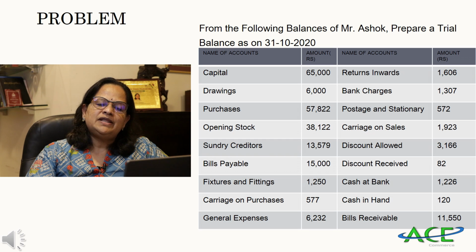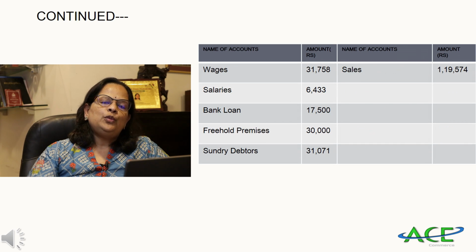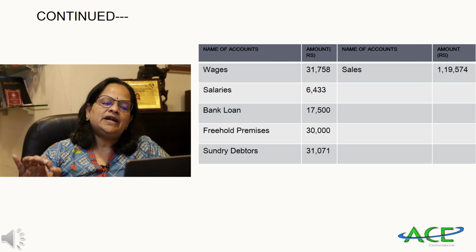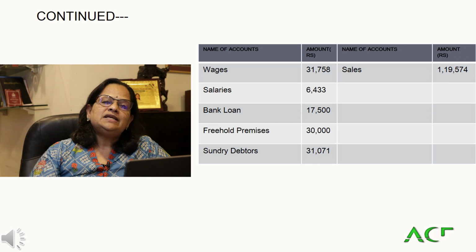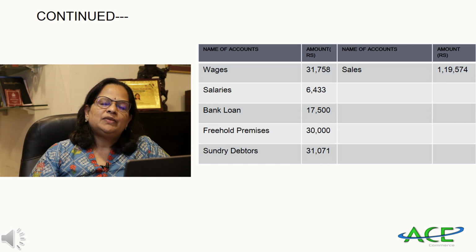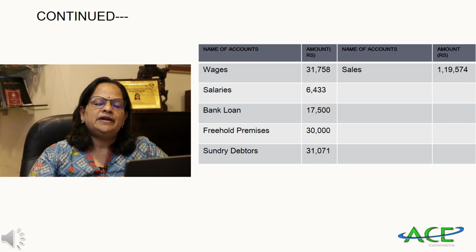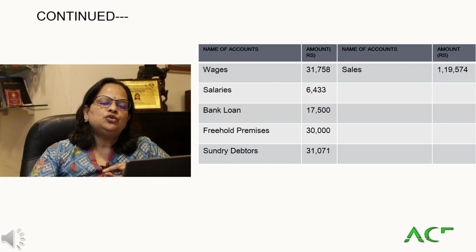Bills receivable 11,550, wages 31,758, salaries 6,433, bank loan 17,500, freehold premises 30,000, sundry debtors 31,071, sales 1,19,574. Now we are going to do this problem.